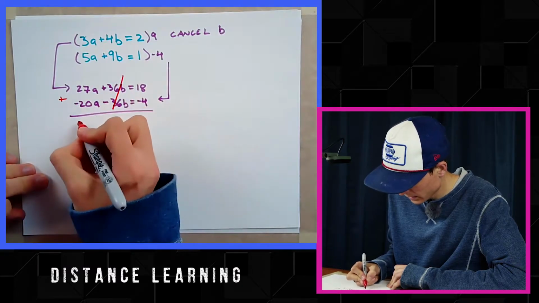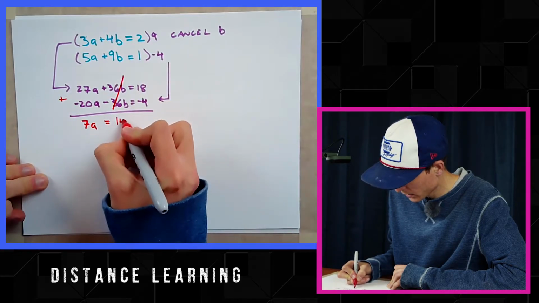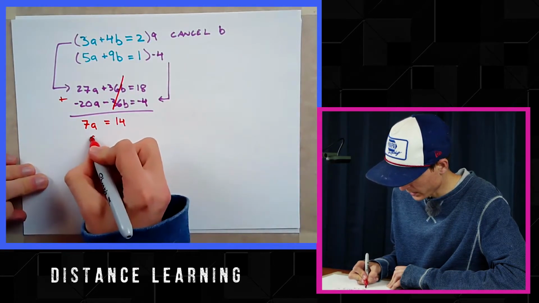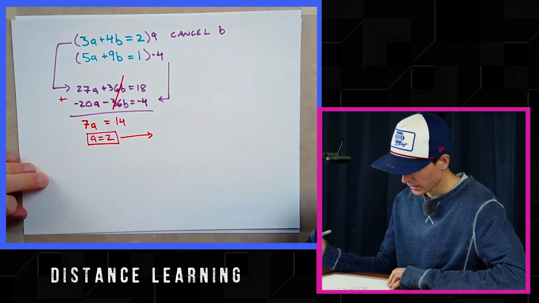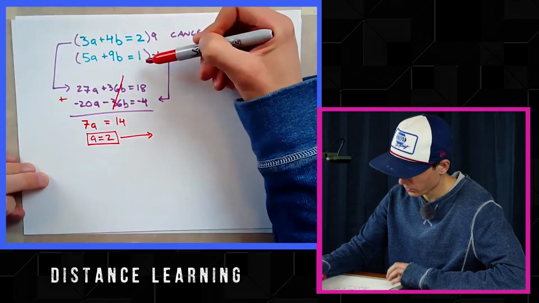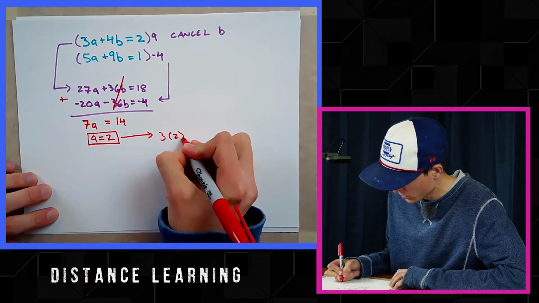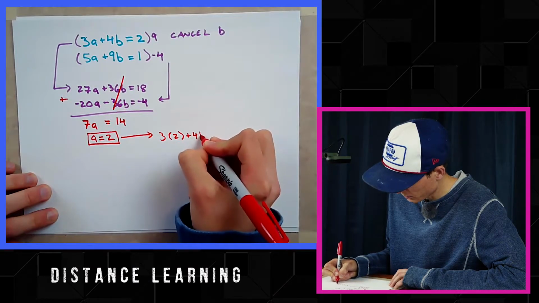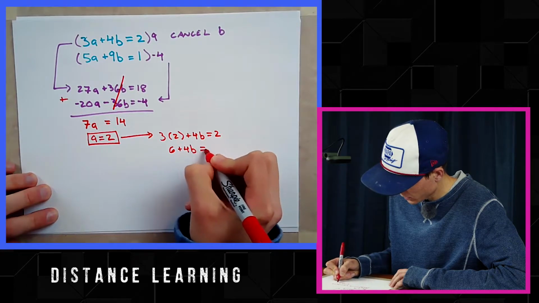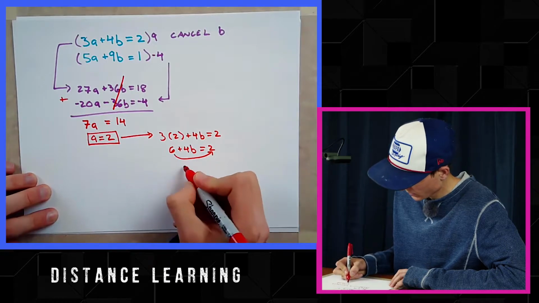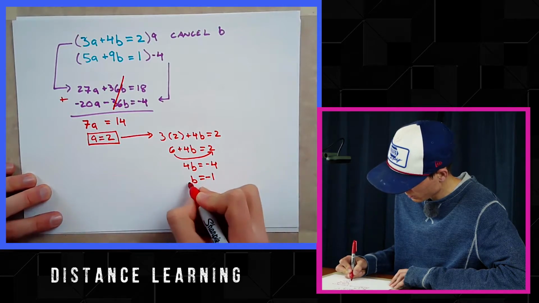27a minus 20a is 7a equals 18 minus 4 is 14. Divided by 7, a is 2. That was nice of them. And then you can plug it in, either the top one or the bottom one. It doesn't matter. The top one looks fine though. So 3 times 2 plus 4b equals 2. That's 6 plus 4b equals 2. Subtract 6. 4b equals -4. Divide by 4, b equals -1.